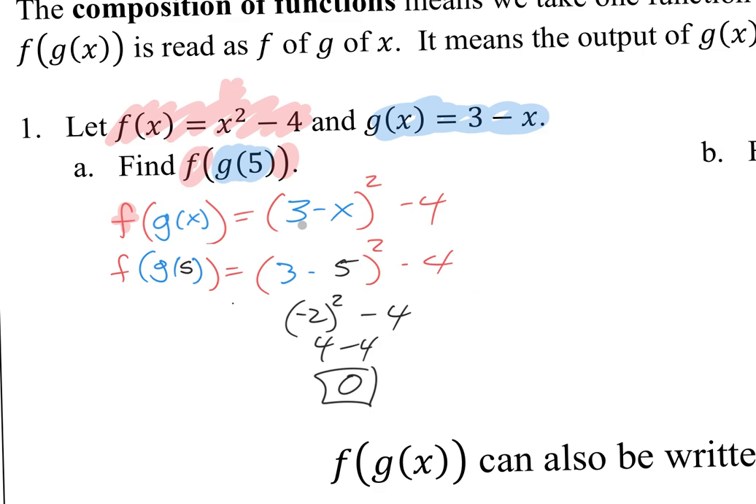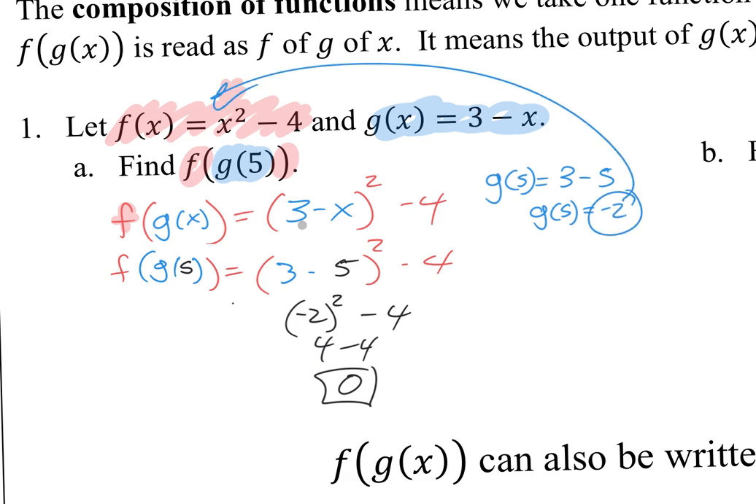But you're totally allowed to just do this. Let's just do the blue part. Let's just find out what g of 5 is. It'd be 3 minus 5. So g of 5 is negative 2. And then you take that and you plug it into the other equation for x. So then it would look like this. F of negative 2 is this. And then again, we would get the same thing because you can see how we end up with the exact same thing here.